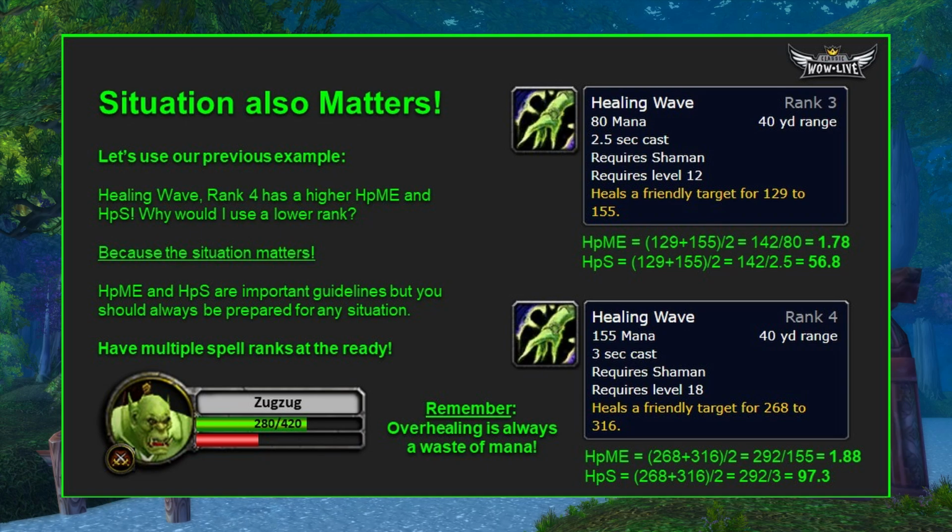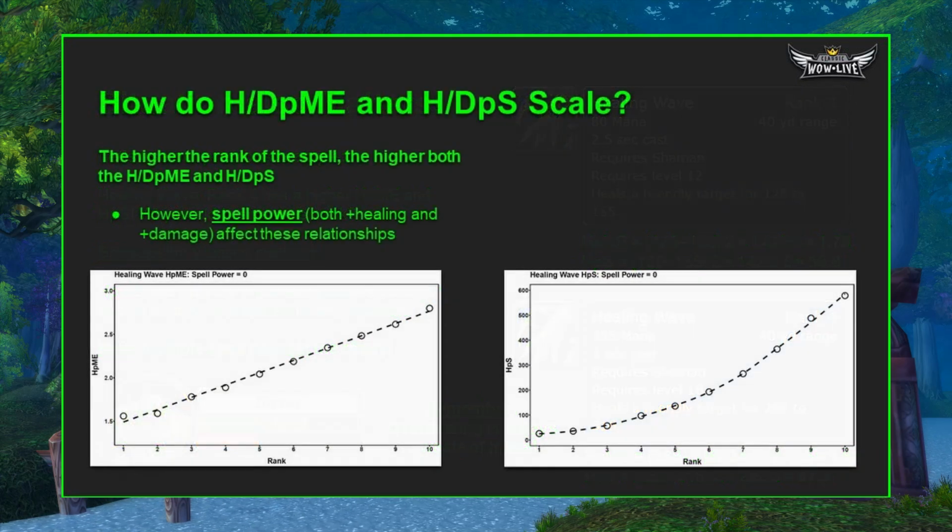In this example, our tank Zugzug doesn't need rank 4 to cap, he only needs rank 3, so save some mana and use a lower rank. Even though rank 4 provides more bang for the buck with a higher HPME and a higher HPS, Healing Wave rank 3 still costs less. And furthermore, casting Healing Wave rank 4 in this situation will overheal the target, and overhealing is always a waste of mana. So how do HPME and HPS scale with rank?